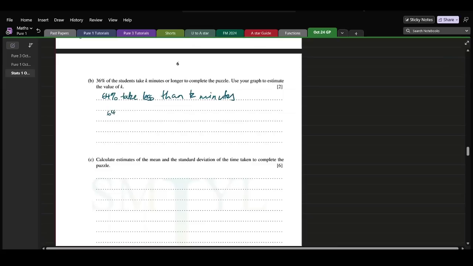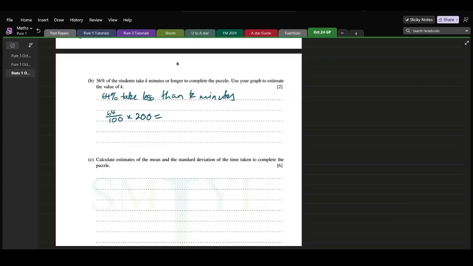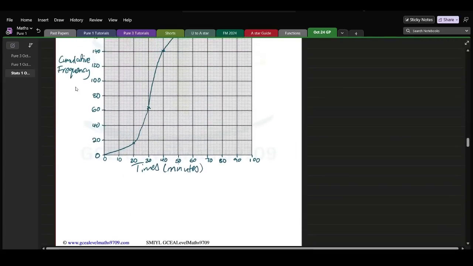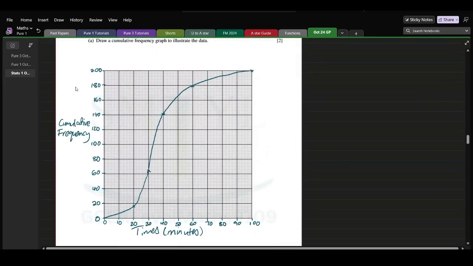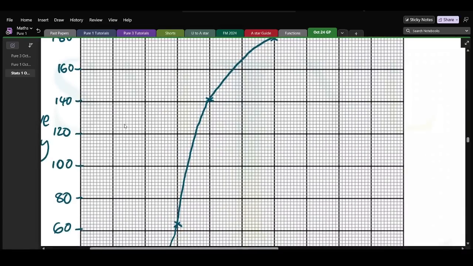So we want 64% of 200. Since we've got a total of 200 students, let's punch that into the calculator. That gives us 128 students. So now we're going to draw construction lines at 100 and at a cumulative frequency of 128. So let's just zoom in a little bit. So this will be 122, 124, 126, and then 128 is here.